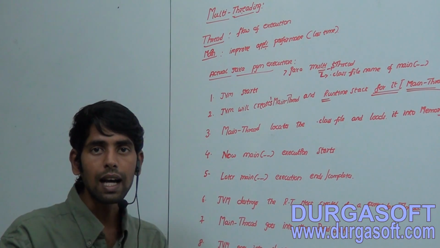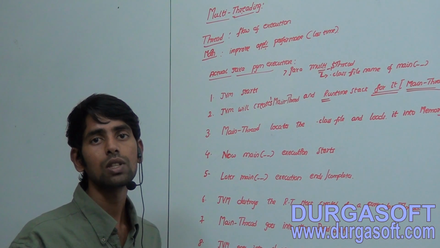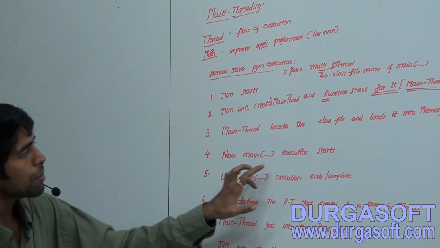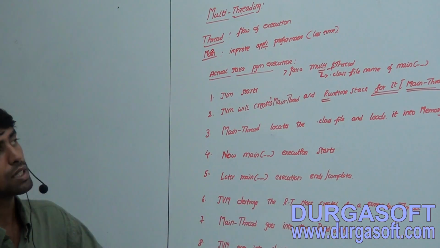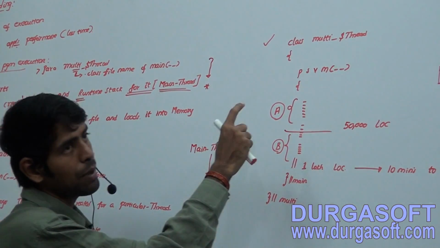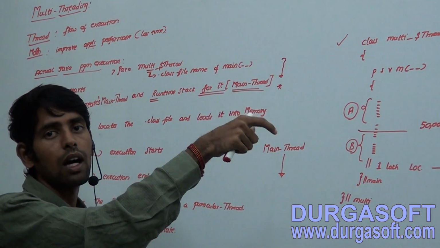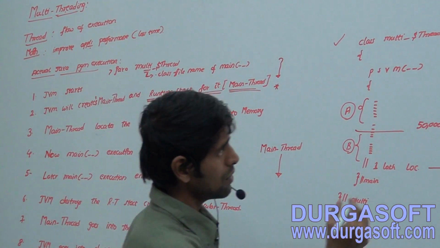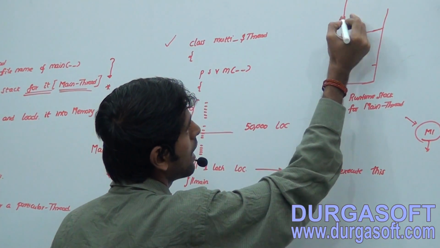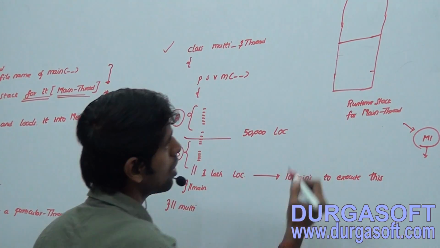The main thread locates the .class file and loads it into memory. After that, the main method execution starts. How does it start? It will put whatever implementation is available in the main method into one activation record, or one frame. Each and every entry in a stack is called an activation record or a frame.